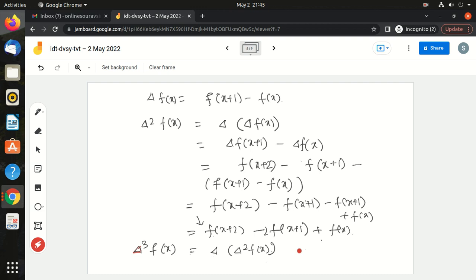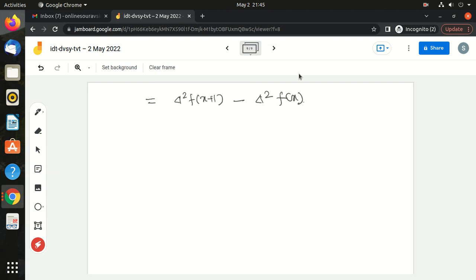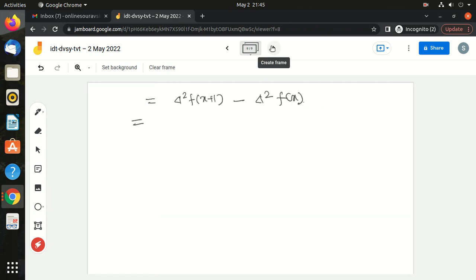So this is equal to delta 2 f of x plus 1 minus delta 2 of f(x). Sir, it is not seen on the screen. Yeah, now you see. Yes, sir. Okay. So now you have your delta 2. Delta 2 of f(x) you have calculated here, right? So you put it back there. So what do you get?